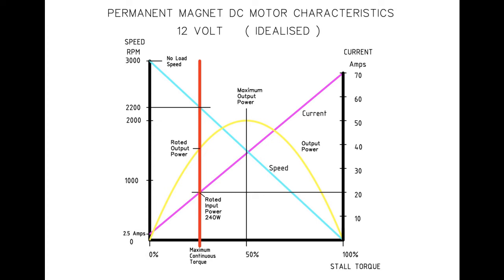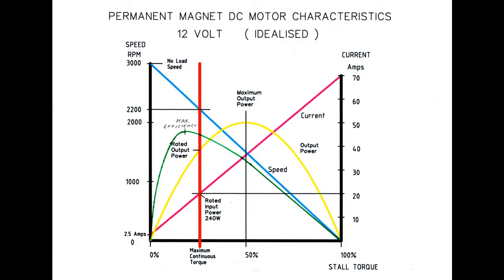Rated output power also occurs on the red line. Motor efficiency, output over input, will determine how much less this will be than rated electrical power. I'm only a learner with LibreCAD and was unable to construct a typical efficiency curve. I've therefore shown it sketched here in green.